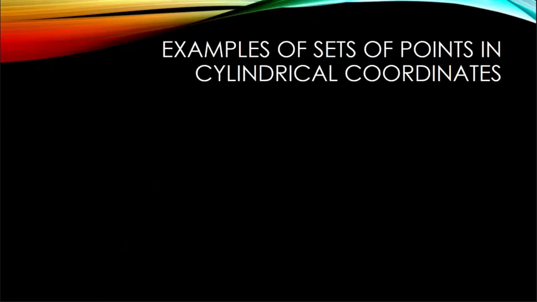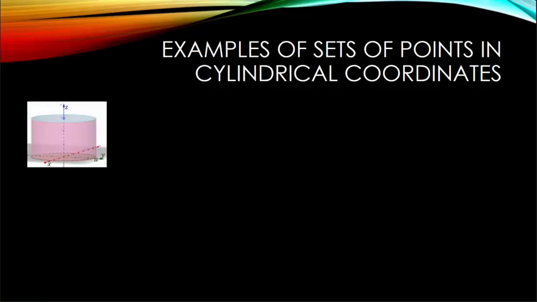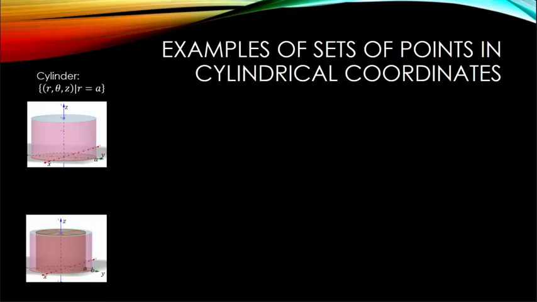Examples of what sets of points in cylindrical coordinates look like would include a cylinder centered on the z-axis. In cylindrical coordinates, this has the form: the set of all points (r, theta, z) such that r is equal to a constant a, a much simpler form for writing the equation for a cylinder. I could also have a cylindrical shell. A cylindrical shell is a set of all points (r, theta, z) such that 0 is less than a, which is less than or equal to r, which is less than or equal to b.